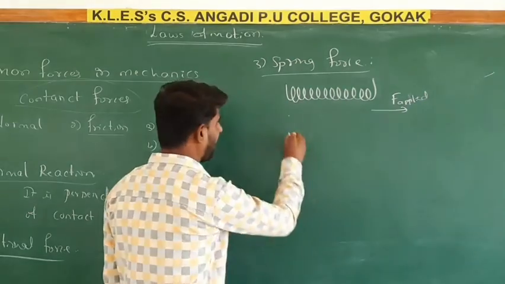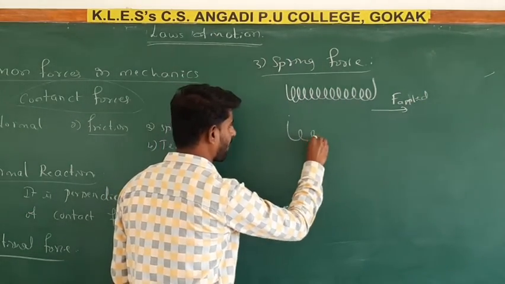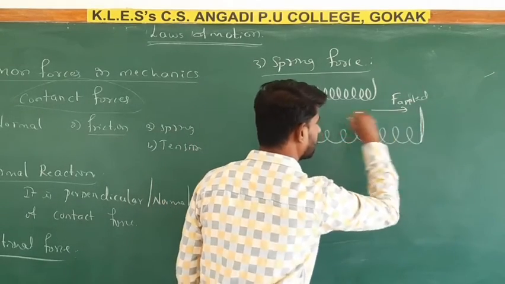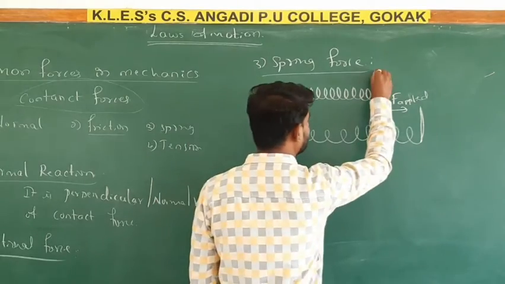So as a result of that, the spring expands. The spring became like this. How much expansion? Initially it was like this.